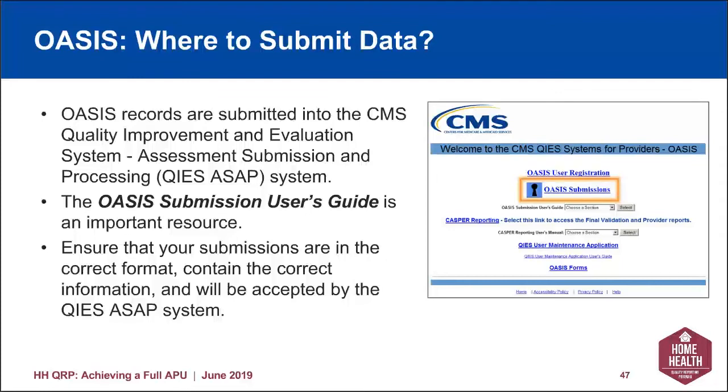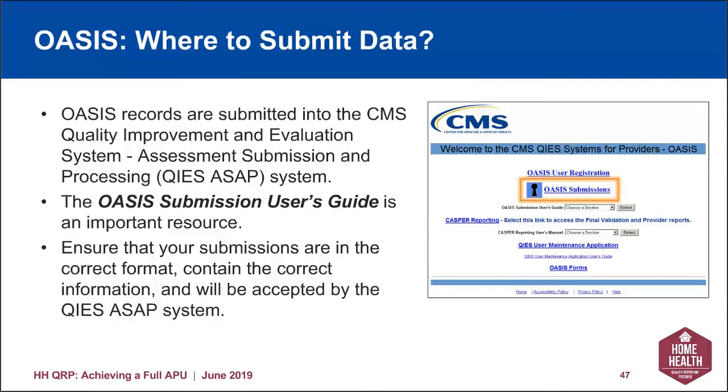So once you've collected your data, where are you going to submit it? OASIS data is submitted into the CMS Quality Improvement and Evaluation System, more commonly known as QIES, Q-I-E-S, the Assessment Submission and Processing, or ASAP, system. To submit into the QIES ASAP system, providers need to take several steps. These include first obtaining a CMS Net User ID and password. Then ensure that the proper software is installed on the computer that you plan to use for this process. Obtain a QIES User ID and password, and ensure that the OASIS records are in the proper electronic file format for submission.